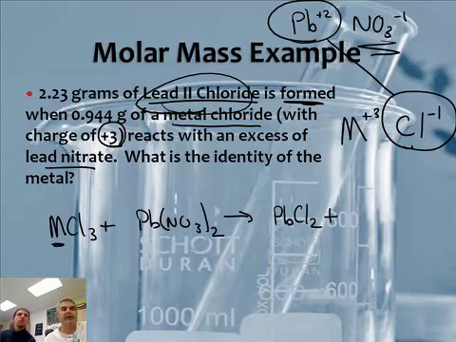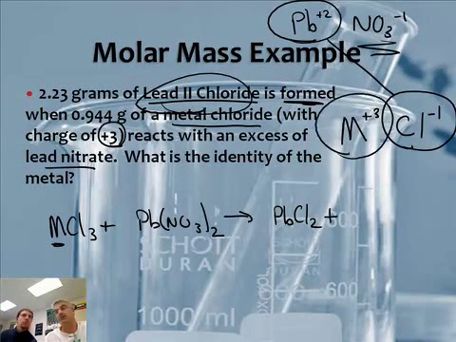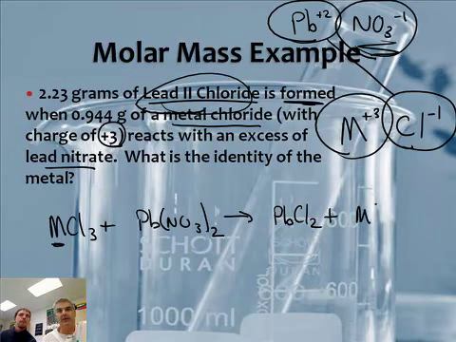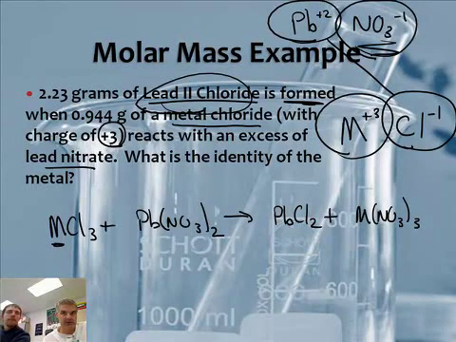Now the other product will be the metal nitrate. We know the charge of the metal is +3. This is a double replacement reaction, right? And the nitrate, so that's going to make M(NO3)3. Now let's write a balanced equation.